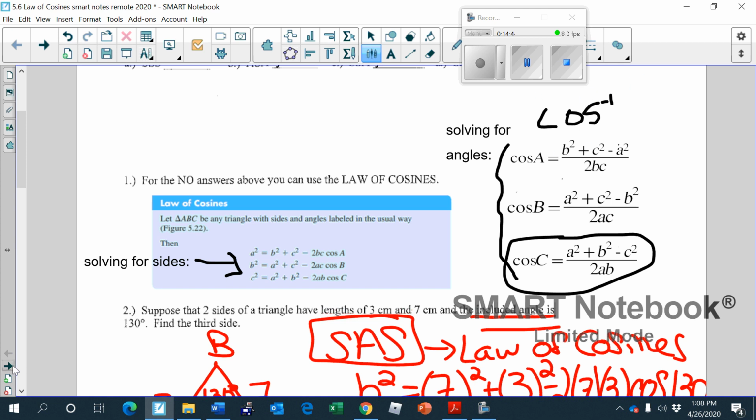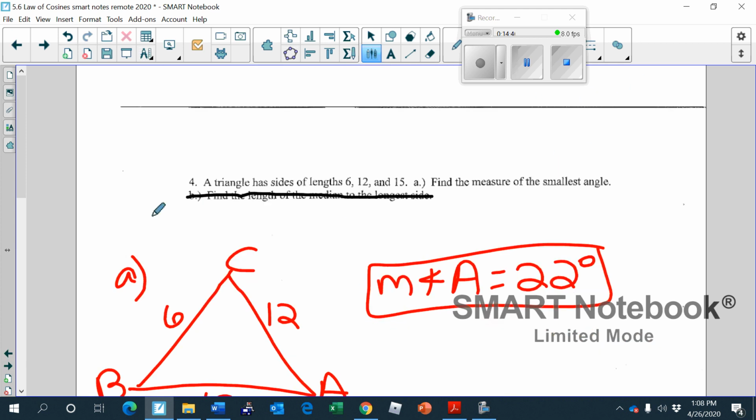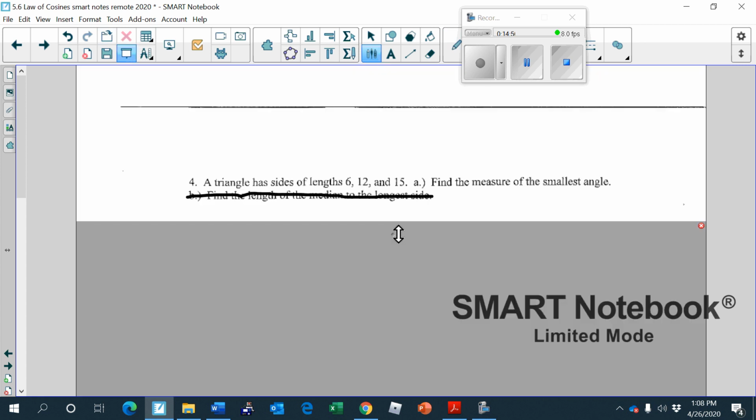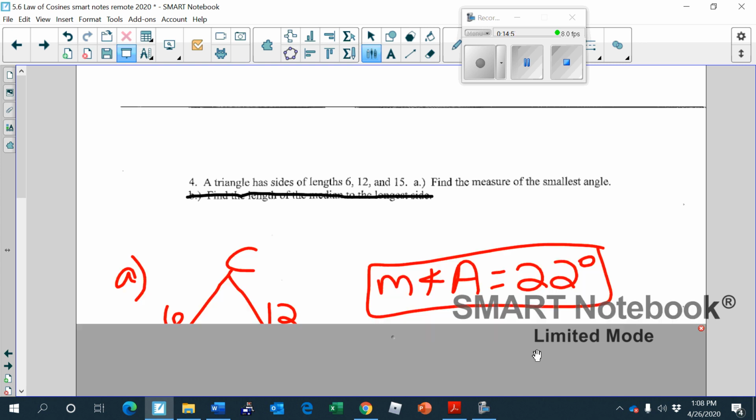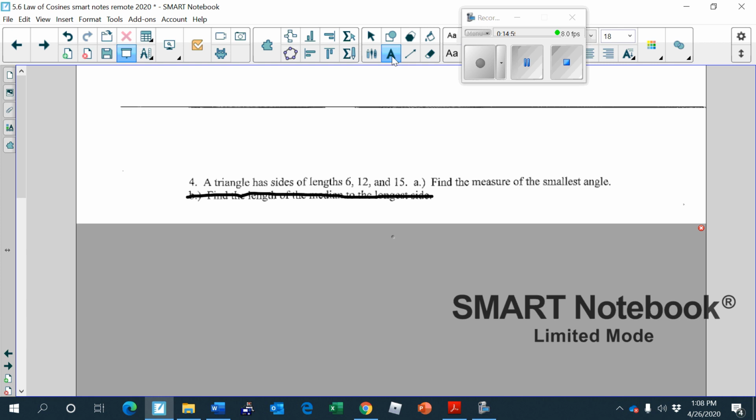Okay, let's turn to the back really quick. I'll try and make this one a little bit quicker. The triangle has side lengths of 6, 12, and 15. So again, what are you given? You are given three sides, side, side, side. So you have to use the law of cosines. It says, find the measure of the smallest angle.